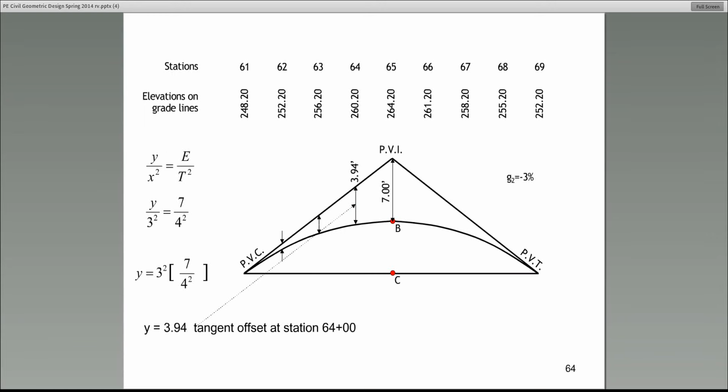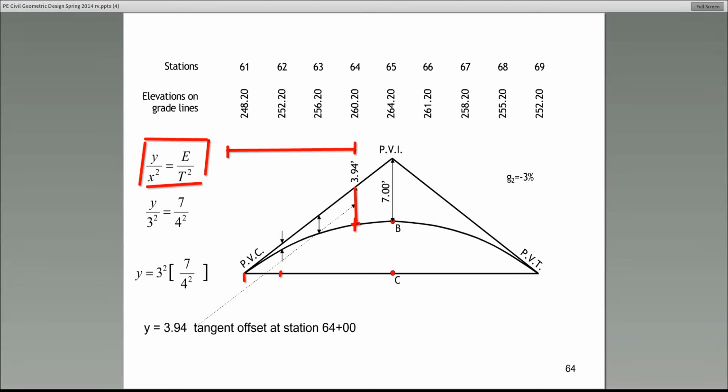Now, help me apply that equation to come up with the tangent offset at station 64. Now, don't look at my solution. Let's see if we can come up with the different ingredients. Y simply is what we're looking for, all right? What is X that you substitute? Remember, small x is the distance between the PVC and the station that you're interested in, in terms of stations. So that would be 3. Does everybody see why?